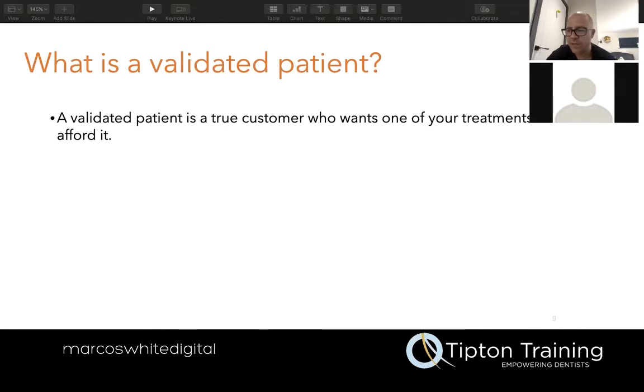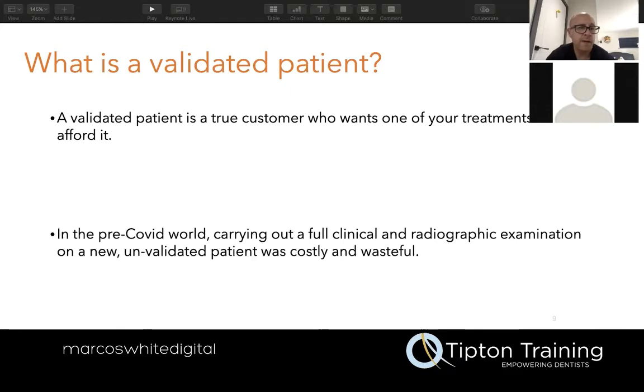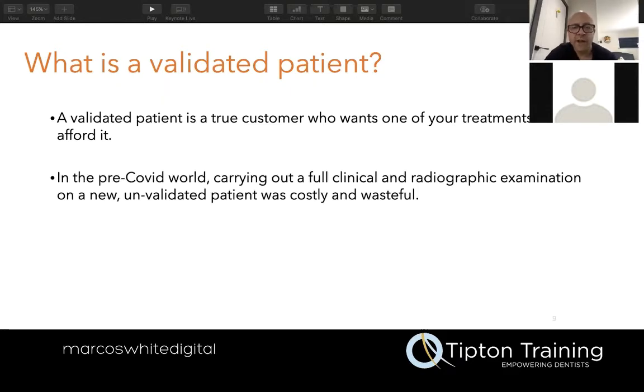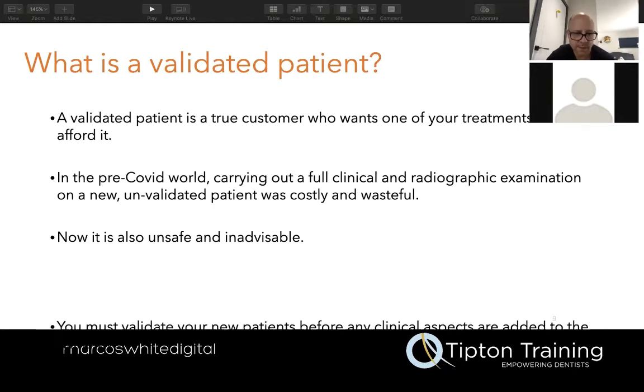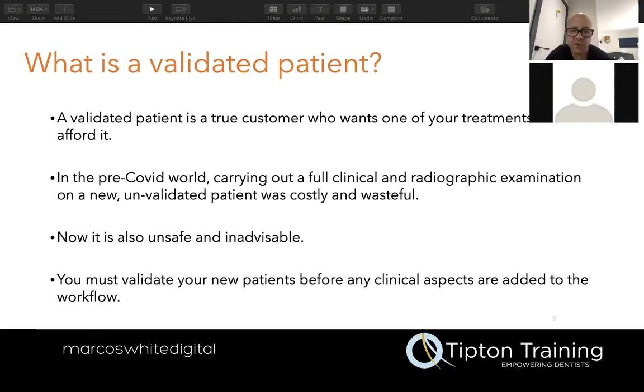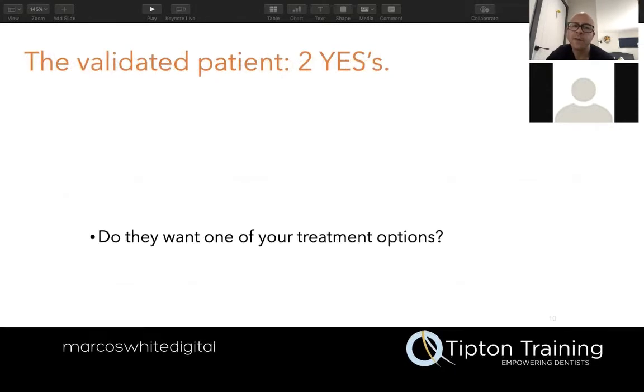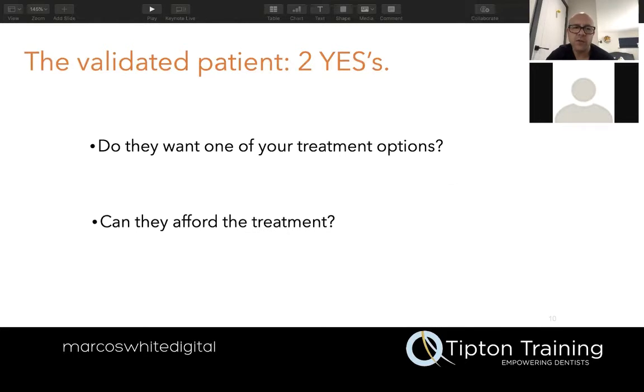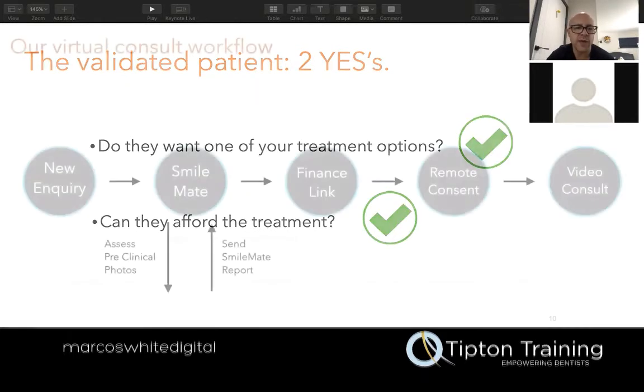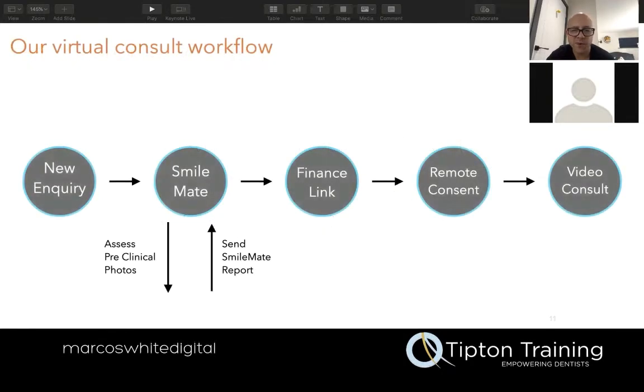So a validated patient is a true customer who wants one of your treatments and can afford it. In the pre-COVID world, carrying out a full clinical and radiographic examination on a new unvalidated patient was costly and wasteful. Now it's also unsafe and inadvisable. You must validate your new patients before any clinical aspects are added to the workflow wherever possible. So you get two yeses. Do they want one of your treatment options, and can they afford the treatment? And once you get those two yeses, you can carry on down the process, all right?